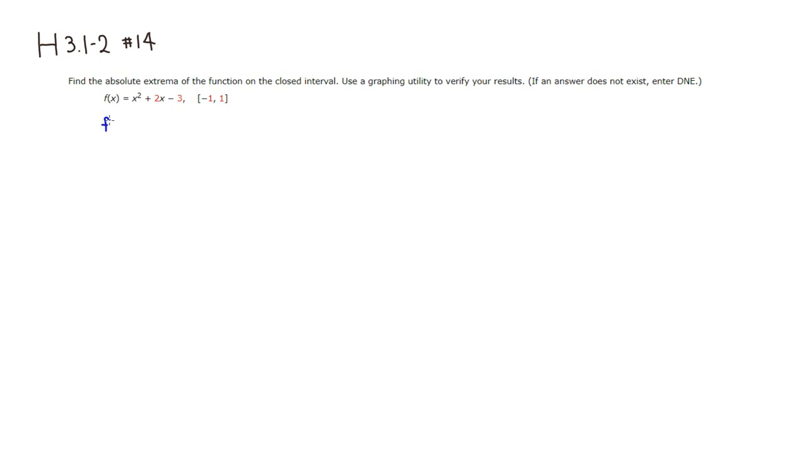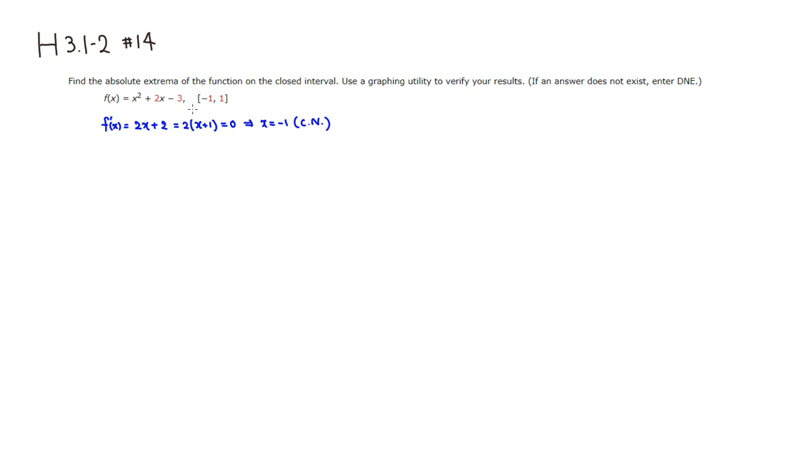So we take the derivative: f prime of x is equal to 2x plus 2, and the derivative of -3 is 0. If you factor out 2, then you have x plus 1. We set that equal to 0 to find the critical number. So we can see that x equals -1 is a critical number, which actually happens to be one of the endpoints.